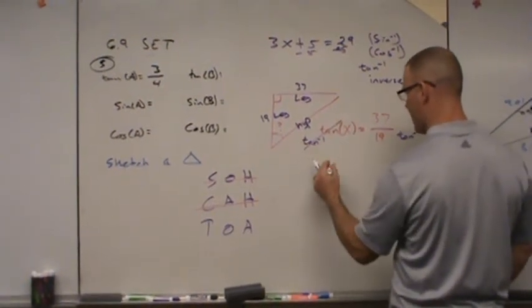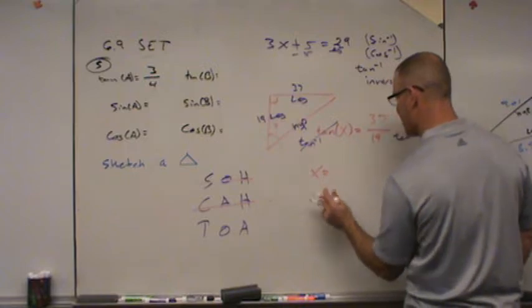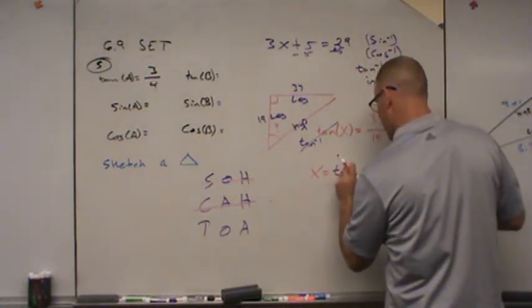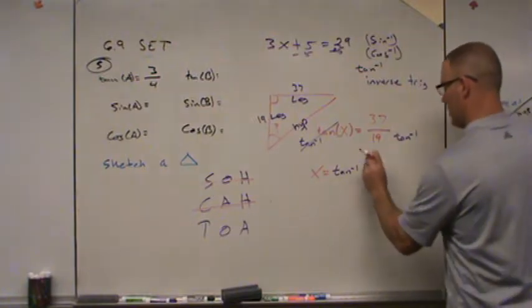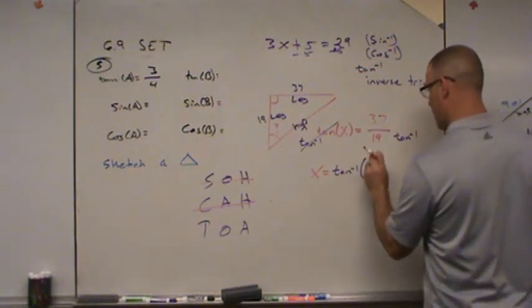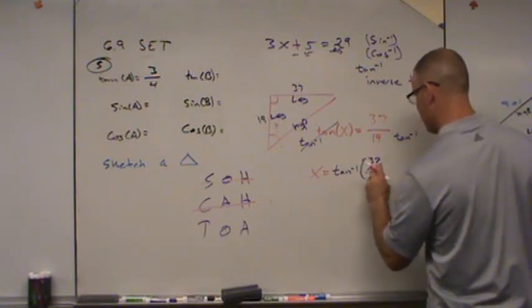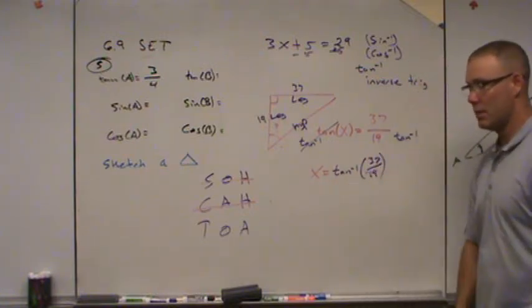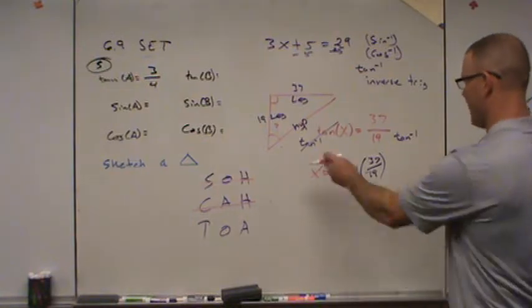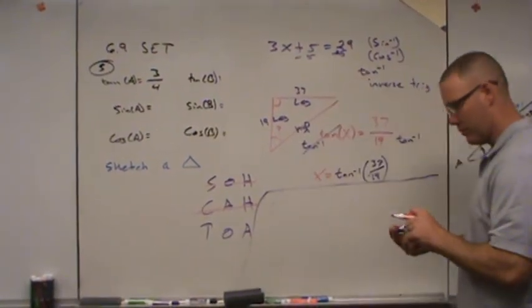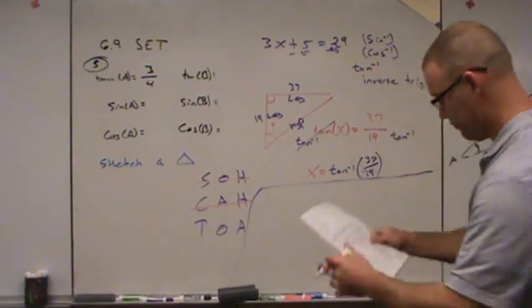And what happens here? These cancel each other out. I'm left with x, and this is all I want you to do. I want you to write the inverse of tangent of 37 divided by 19, and that's it. You're done. Get the variable by itself. That's all you have to do. You don't need to solve for the angle. So let's pick another one.